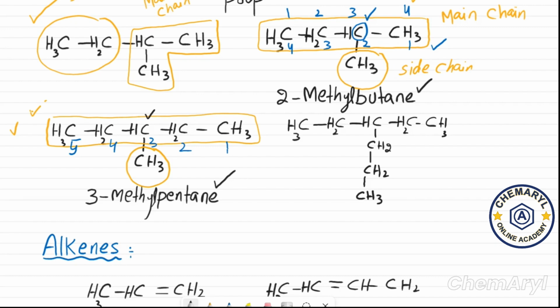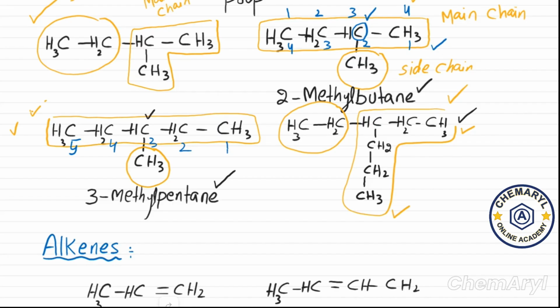Dear students, for the next example, how many students assign this one as the longest chain and this one as the side chain? And how many students assign this one as the long chain and this one as the side chain? Okay, maximum students are saying that the second option is correct because this chain contains the maximum number of carbon atoms. So next is where we start numbering, from above to below or below to above.